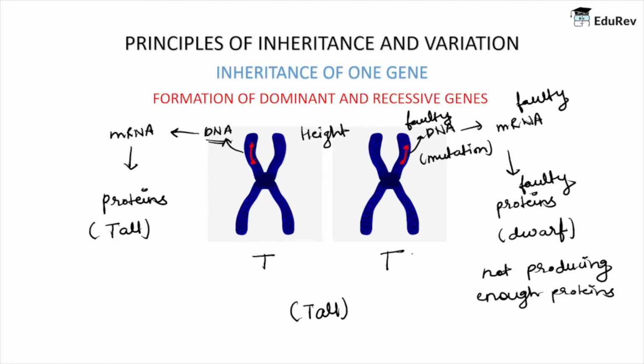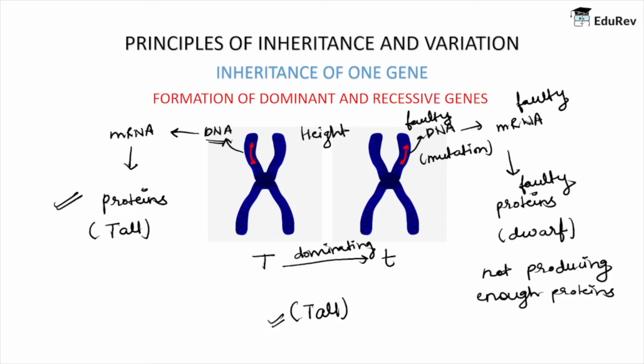So I won't write down capital T here, but instead I will write small t, which is for the recessive gene. But in this case also, the plant will be tall. Why? Because the proteins produced by the first, or left, chromosome are enough for the plant to become tall. This means the capital T is dominating the small t, and that is why the plant will remain tall.